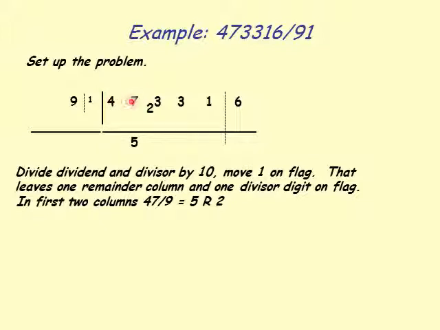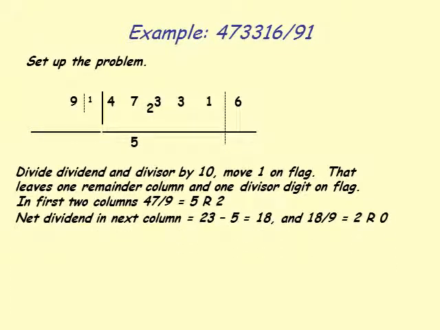We divided 47 by 9 and got 5, with 2 remainder going to the next column, which is like 20. 20 plus 3 is 23. Next, the net dividend in the next column is 23 minus 5 times 1, the 5 being the quotient digit and the 1 the flag digit. That's 18. So 18 divided by 9 is 2, remainder 0.